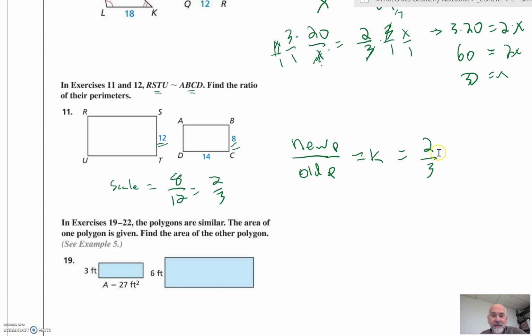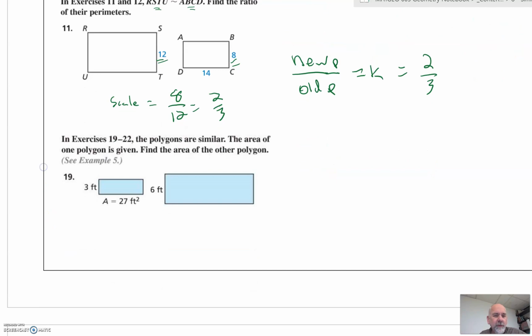Remember, that's what we said earlier. I just worked out what the scale factor was. So that's the ratio of the new perimeter to the old perimeter. It's the ratio of the new side length to the old side length, which is the same as the ratio of the new perimeter to the old perimeter. Now this one's going to be a little bit different, so let's see how. Let's work out the scale factor first.